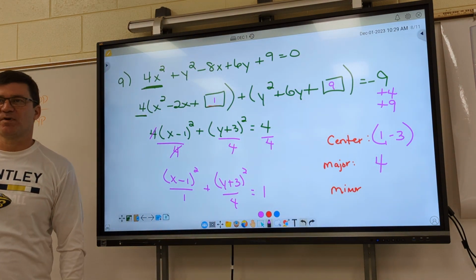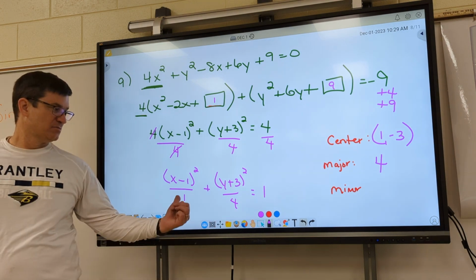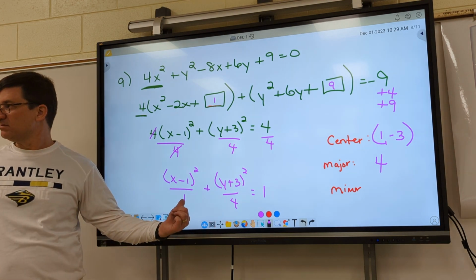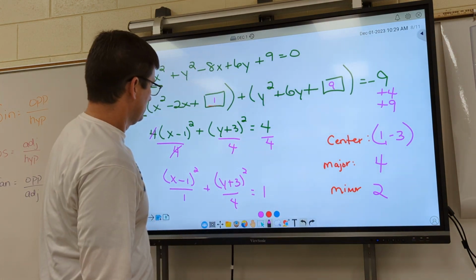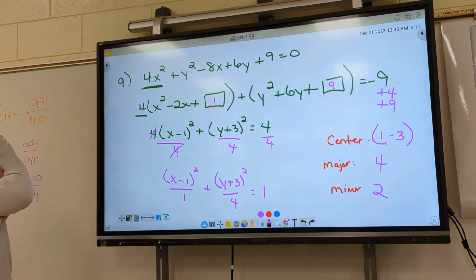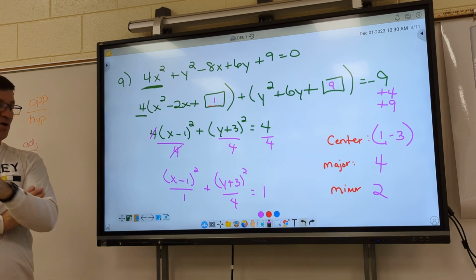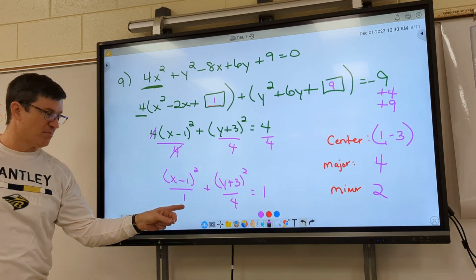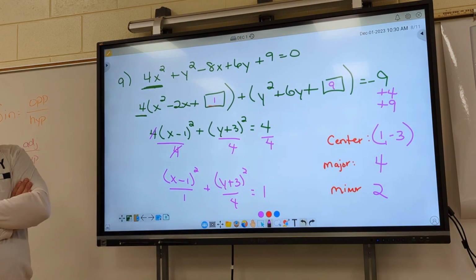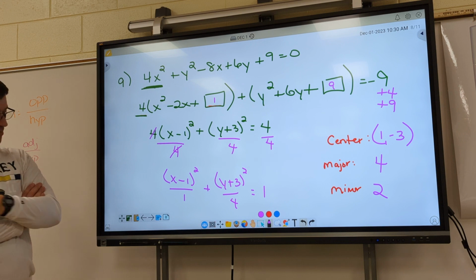A lot of kids in first block messed up on the minor. What's square root of 1? Double it? 2. Wait, are you looking at the major and minor on the X or Y or the one below? I'm looking at the ones below it. All right. The bigger number below it's your major, the smaller number is your minor. All right, what we got? 3 more?